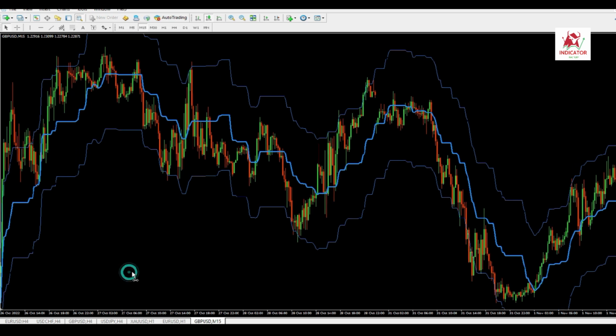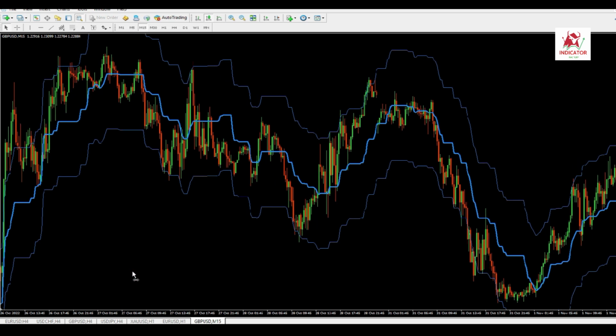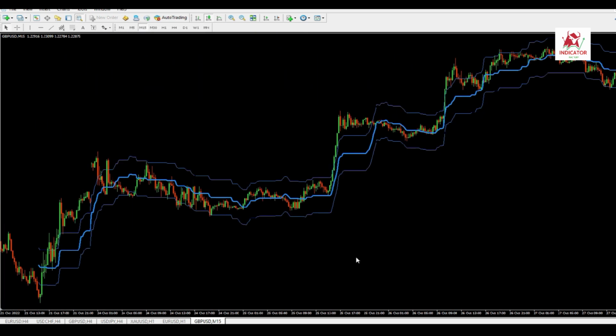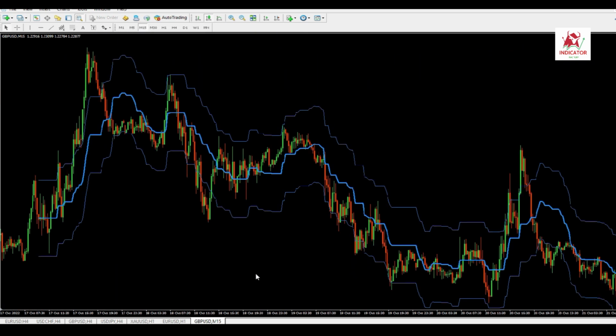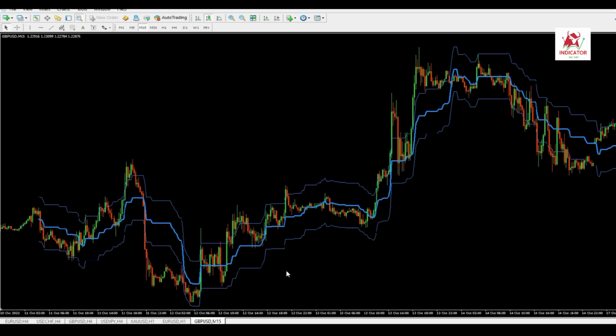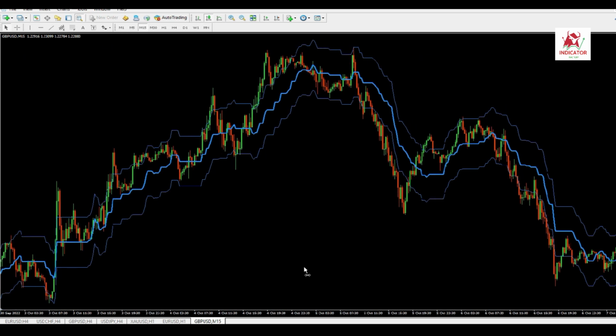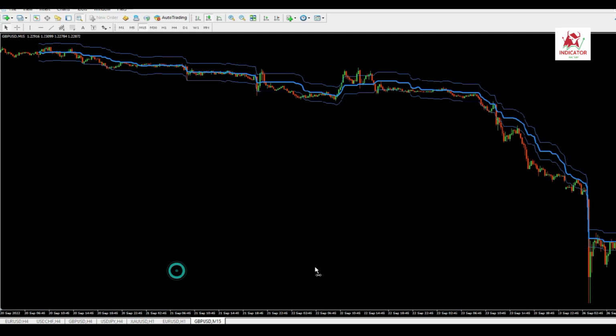Tenkan Sen is the 9-period price midpoint. Since it is a short-term indicator, it tracks price more closely and responds quicker to price changes. Therefore, when Tenkan Sen crosses above Kijun Sen, it indicates that price momentum is picking up steam to the upside. Some traders use this as a buy signal. This is a bullish crossover.